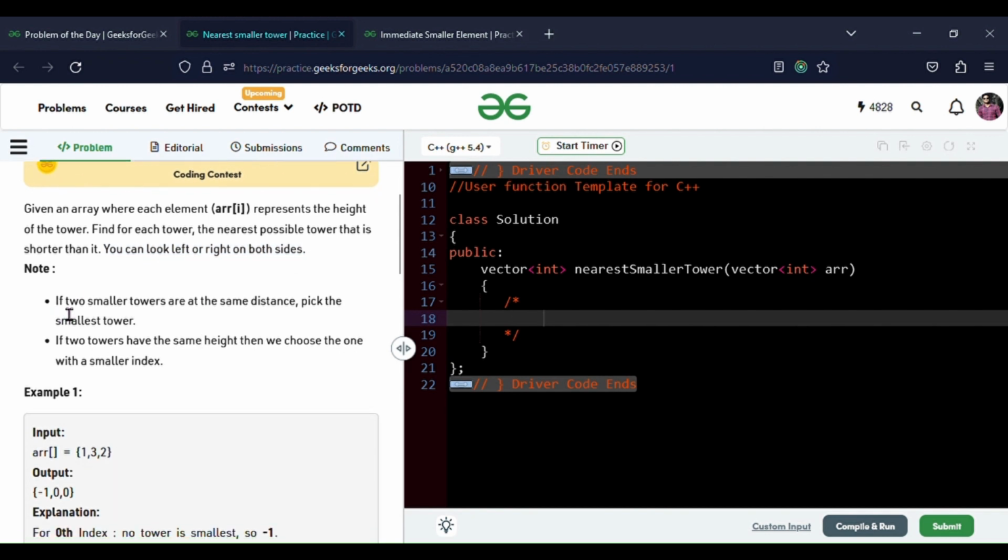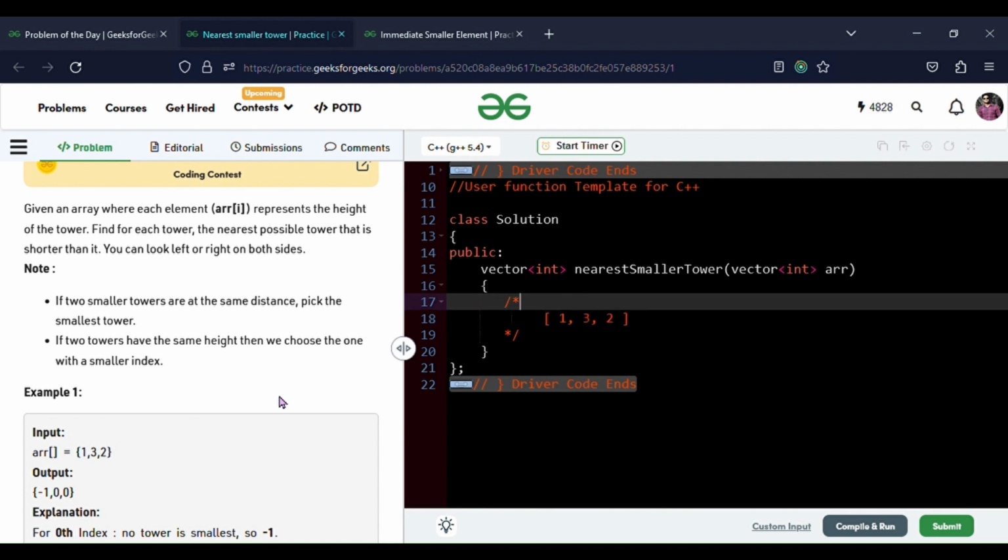So the constraints are that if we have two smaller towers at the same distance, then we pick the smallest tower, and if we have two towers with the same height, then we have to choose the one with the smaller index. So let us understand with an example, like we have 1 3 2, and the indexes are 0, 1 and 2.